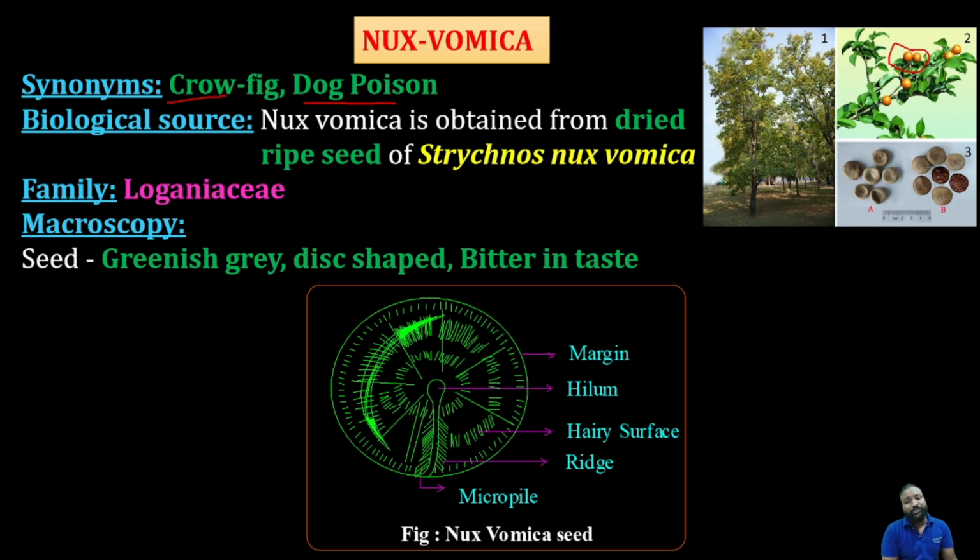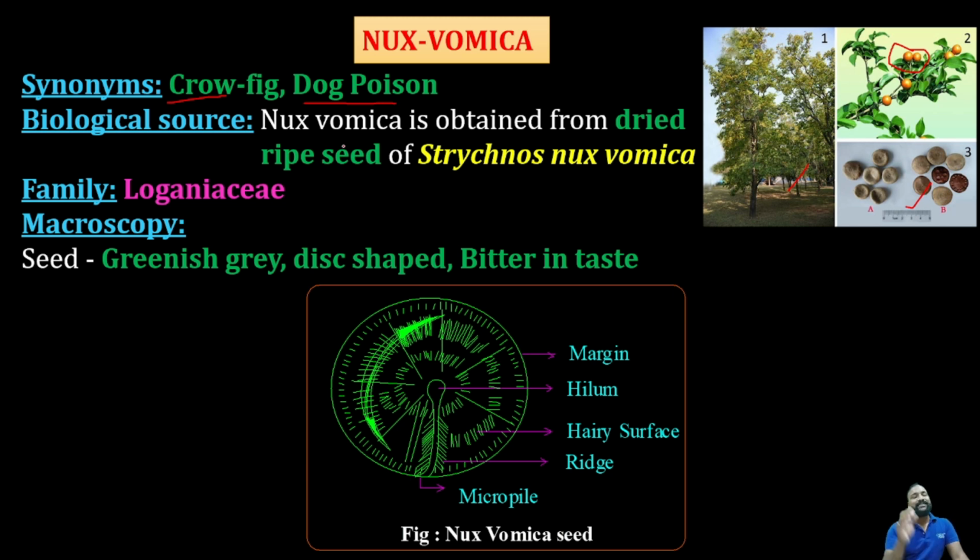This is a plant, a tree, the nux vomica tree, and after the fruits ripen we get compressed, disc-shaped seeds. These are the nux vomica seeds, and they contain lignified trichomes. These are the unripened seeds, and from the fruits we can get these seeds. Dog poison and Quaker buttons are the synonyms.